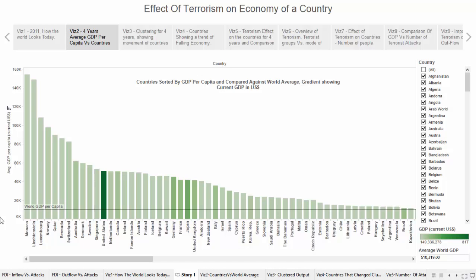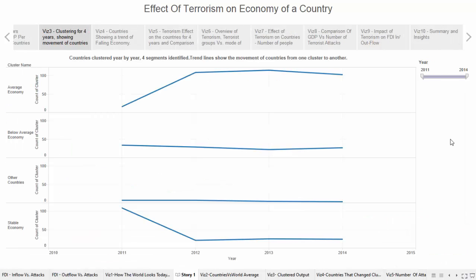Moving forward to our second visualization, here we're going to compare the average GDP per capita for various countries with the world average GDP per capita. From this graph we can see that Monaco has the highest GDP per capita, around 154,000. The color shading shows the current GDP in US dollars, and we can see that the US has the highest GDP in the world, but it does not have the highest GDP per capita.